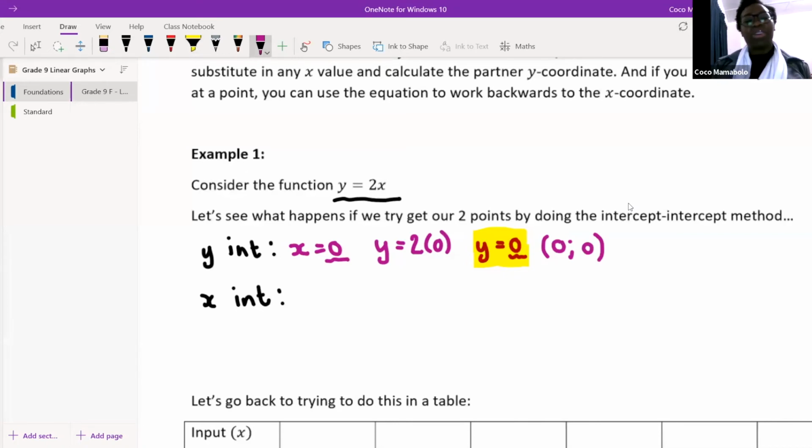Thanks, Kieran and Ntando were giving you hints there in the chat. Well done, guys. Okay, excellent stuff. Well done, Luniko. Right, guys, so if I want to find my x-intercept, I'm going to have to make my y equal to 0 as well. But Asande, what happens if I make my y equal to 0?